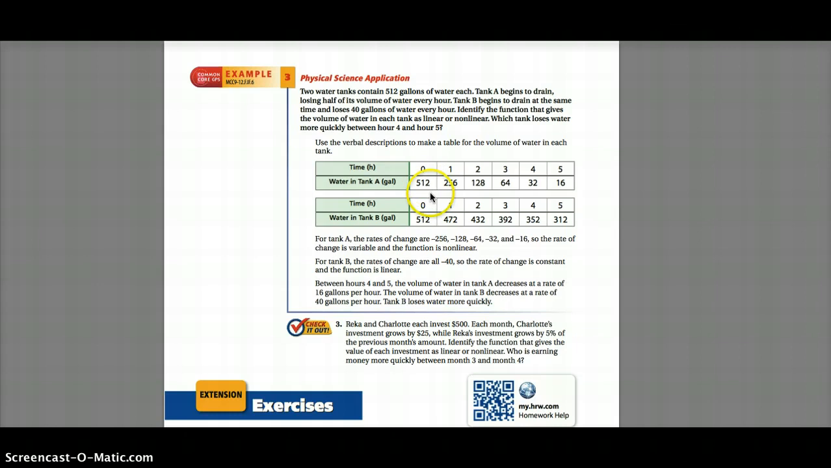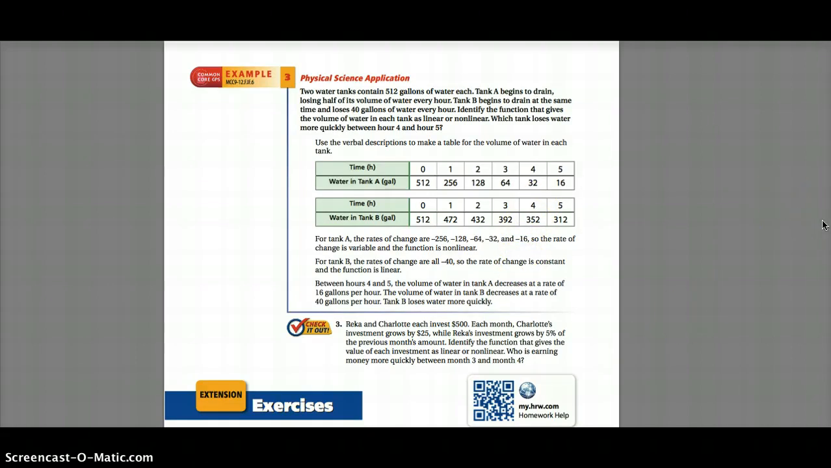Hopefully you can see this is exponential, that it would be 512 times 1/2 to the x, because it's actually half each time. Whereas this one, you can see, is actually going down at a constant rate, and it's losing 40 per hour. So basically, based on the information, you can tell after making a chart that one is exponential and has a variable rate of change, and one is linear, and therefore it has a constant rate of change.